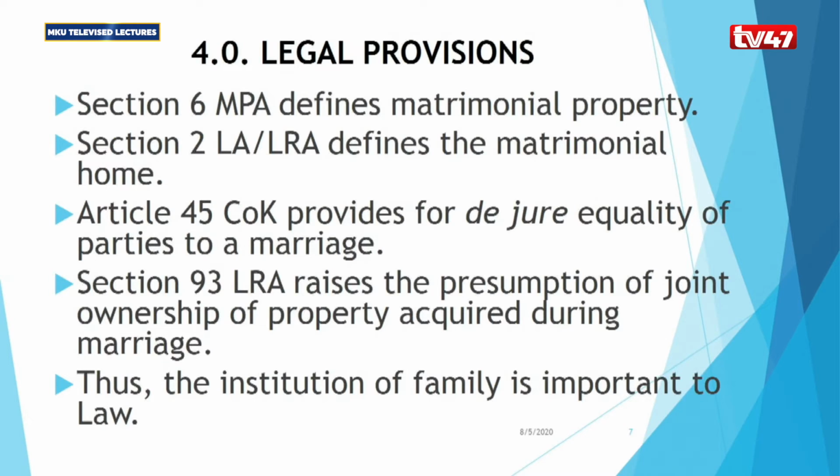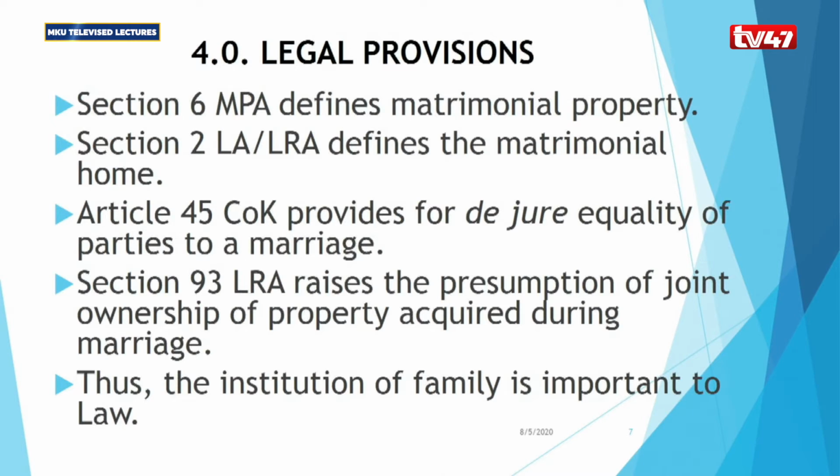about property in land. And here what we mean is that Section 2 of that statute singles out the matrimonial home as part of matrimonial property. Remember, this matrimonial home is that home which is occupied by a family, as members of a family. In other words, whether that property is in the name of the father, in the name of the mother, or in the name of neither of them, but it is owned or occupied by the spouses, with or without children, then it qualifies to be the matrimonial home. So therefore, you harmonize Section 6 MPA, Matrimonial Property Act, and Section 2 Land Act or Land Registration Act, and you come up with one conclusion, which is that the matrimonial home is part of matrimonial property.